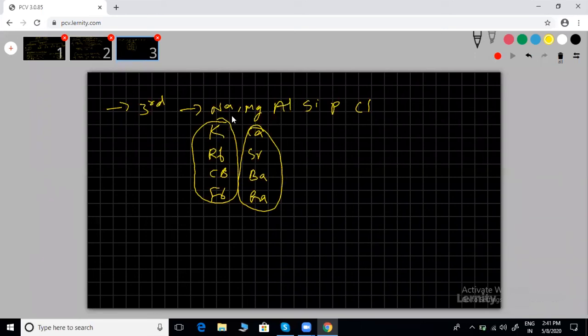And which period contains all block elements? The sixth period. Some important properties about the periodic table only. The sixth period contains all block elements, those are s, p, d, f. All block elements are present in the sixth period. Clear?